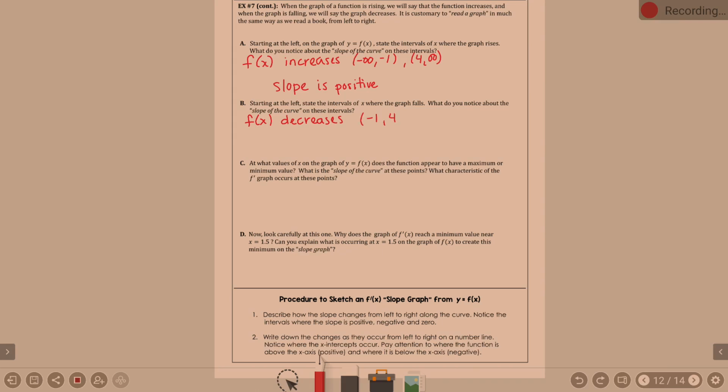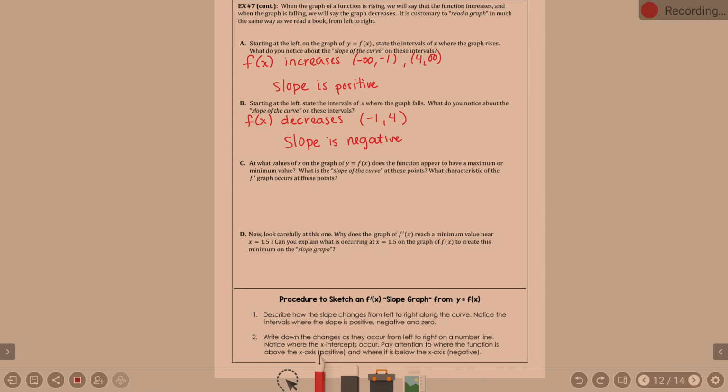-1 to 4, in between where it was increasing. And what did we already talk about? The slope there is negative. Okay? I'm trying to shortcut here. I think I've already covered most of this now that I look.